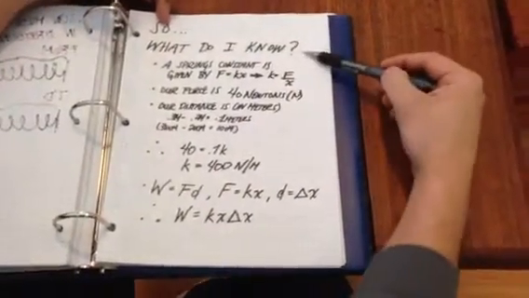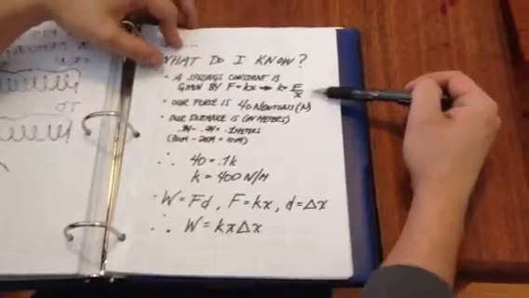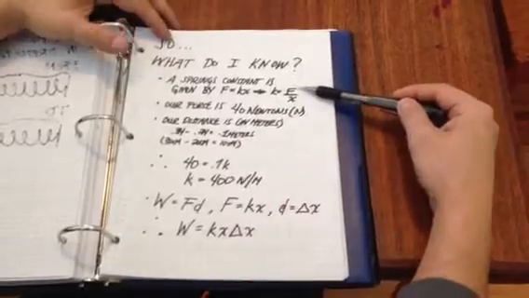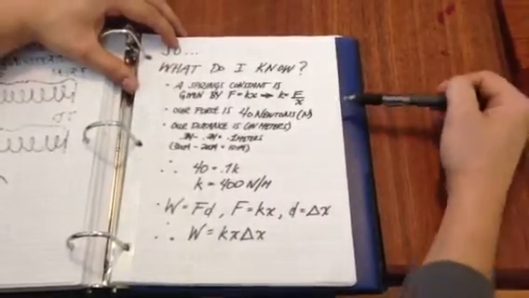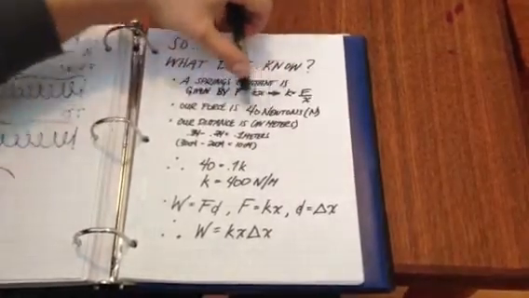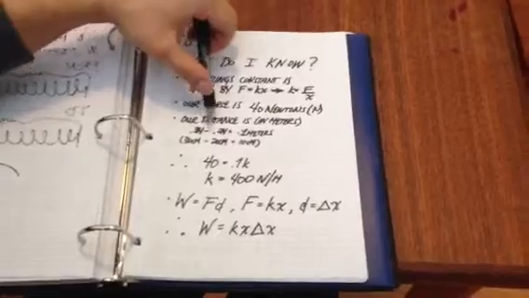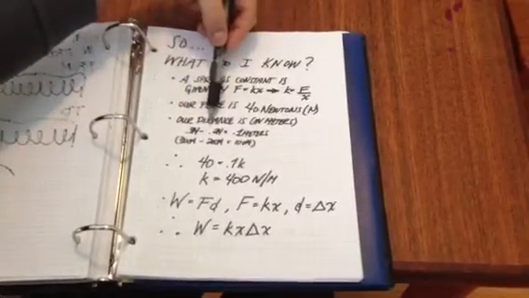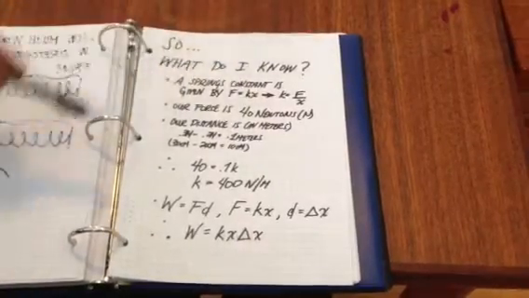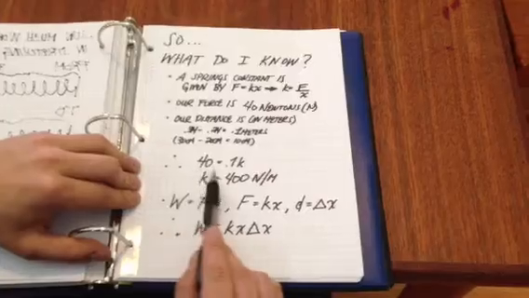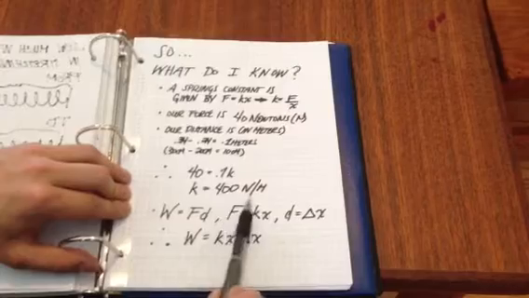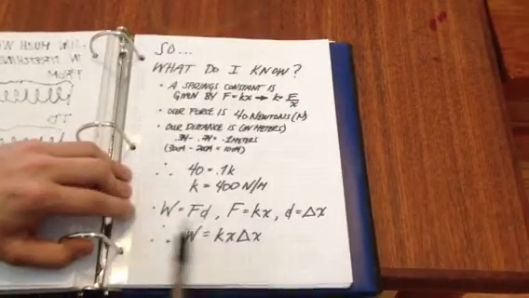So what do we know here? We know that a spring's constant is given by force equals K times X, and we can rewrite that as K equals force over X. Our force is 40 newtons. Our distance in meters is 0.3 minus 0.2, the extended state minus the natural state, which equals 0.1 meters. Therefore, 40 equals 0.1 K, so our constant is 400 newtons per meter. With me so far? Cool.